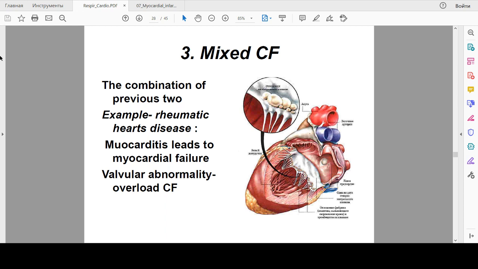And also mixed cardiac failure is possible. It is the combination of the previous two, overloads by volume and resistance. For example, in rheumatic fever, if the rheumatic process, autoimmune damage, involves both myocardium and valves, it may be a combined, mixed type, because myocarditis leads to myocardial type of failure. But valvular abnormality leads to overload cardiac failure, depending on the abnormality. It may be overload by resistance or by volume.